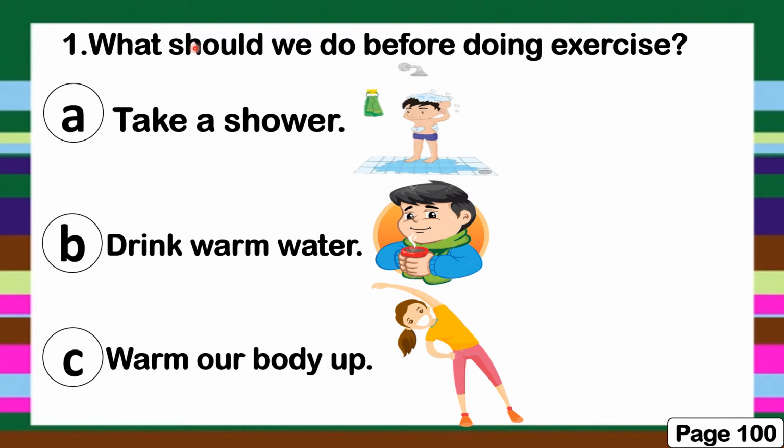So what will you do before doing exercise? Letter A, take a shower. Letter B, drink warm water. And letter C, warm your body up or do stretching. So the answer in number 1 is letter C. Don't forget to shade letter C. This time, all you have to do is to answer number 2 until number 10.